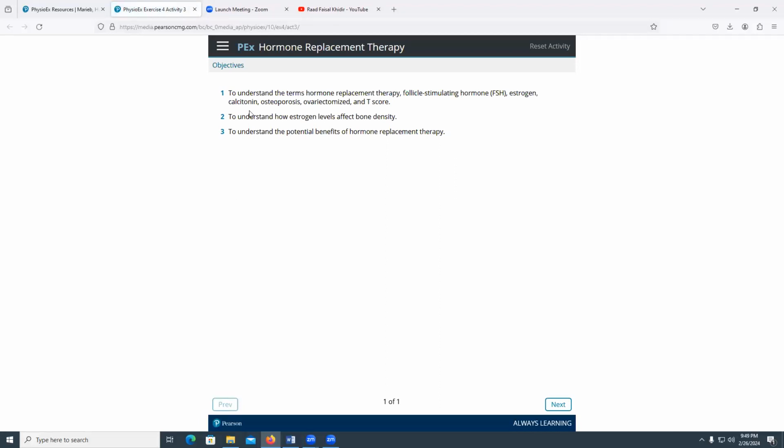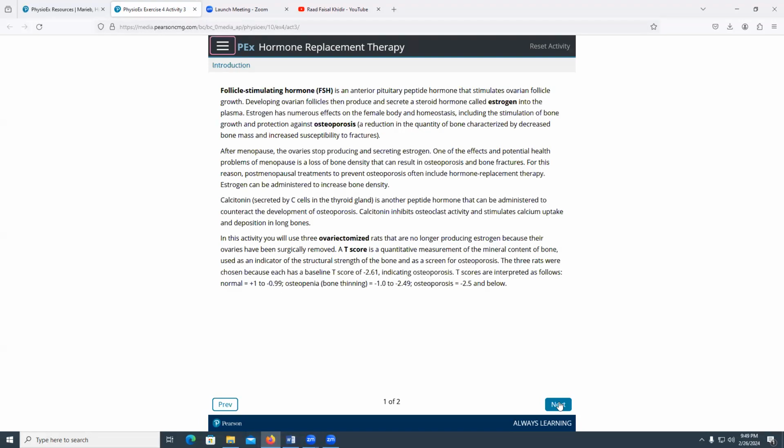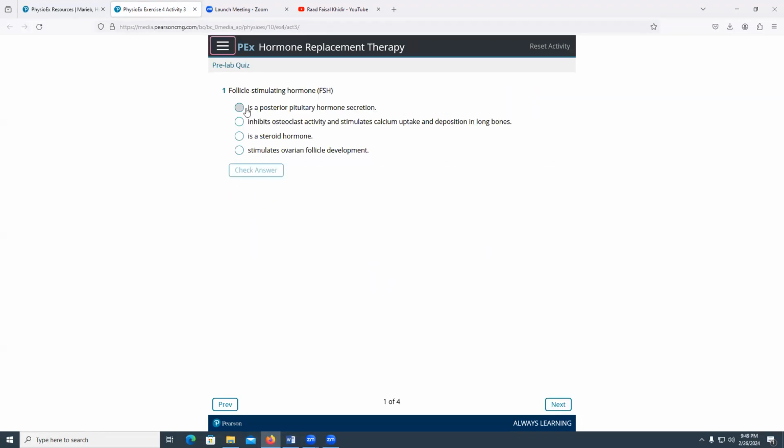The objectives for activity 3 are to understand the terms hormone replacement therapy, follicle stimulating hormone, estrogen, calcitonin, osteoporosis, ovariectomized, and the T-score. Okay, so let's begin. This is part of my introduction, and let's take the pre-lab quiz.